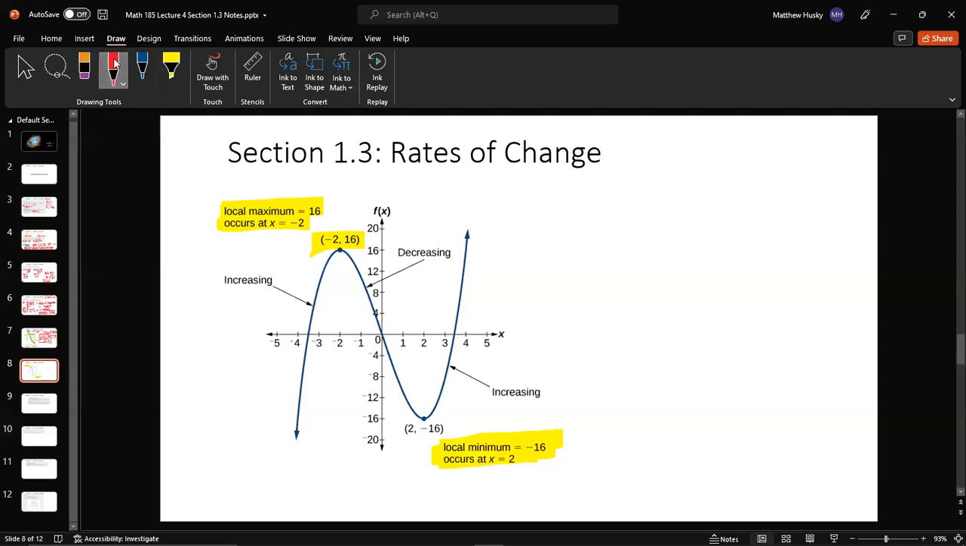So what I will say about this is the max or min is the y value. So if it asks for a maximum, you're giving them a y value. If they want to know where it happens, the x value is where it happens.